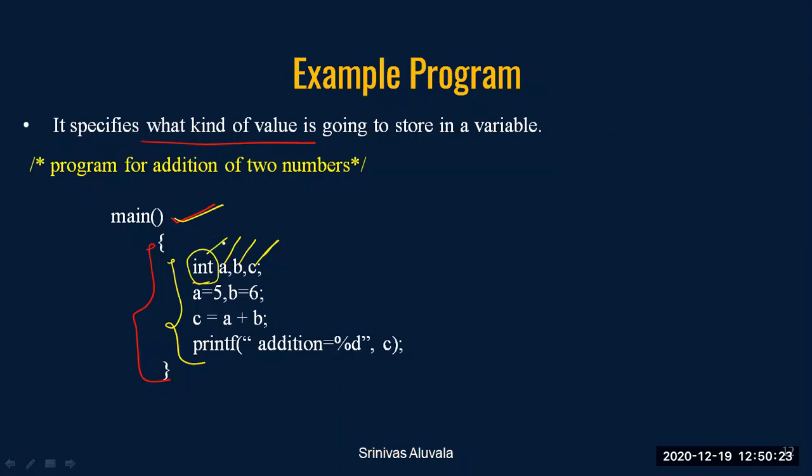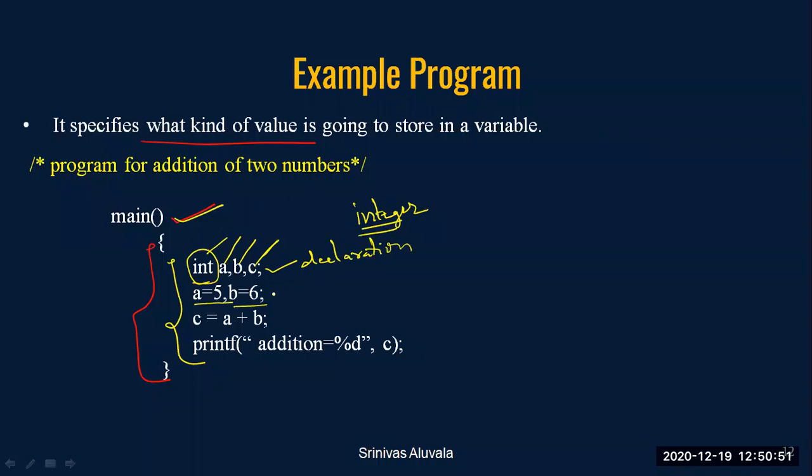Int, what does this mean? Int means my A can store only integer values, not other values, only integer values. It cannot store characters, words, letters, or decimal values. It can store only an integer value. That's why I declared A equal to 5, B equal to 6. This is what I call a declaration.